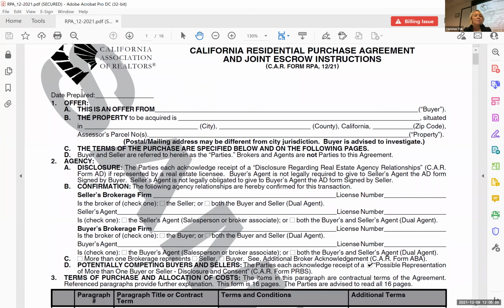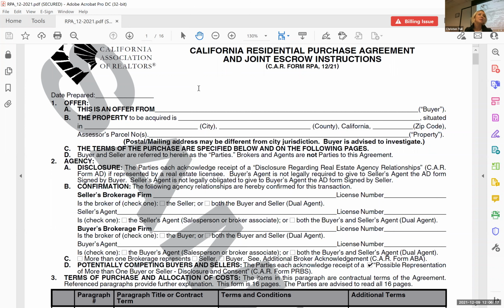So top left is date prepared. This is a legal reference date for the residential purchase agreement. This is not the date of acceptance. No contingencies or closing is calculated from this date. This is not the date that the buyer signs the residential purchase agreement. This is not the date that the seller accepts or counters it. This is simply a reference date.